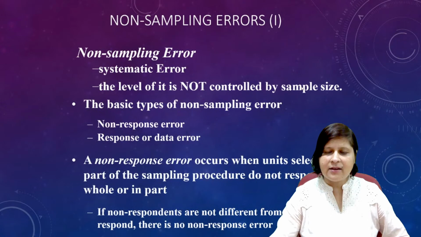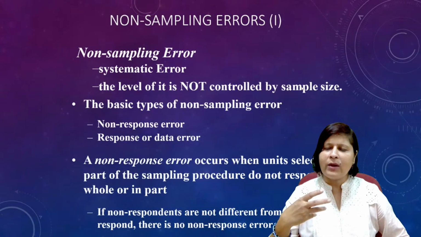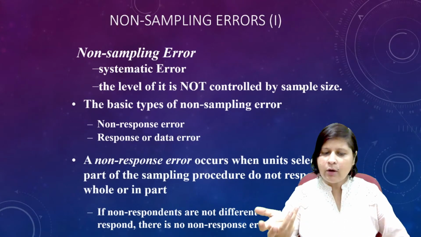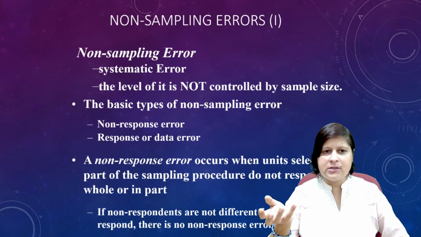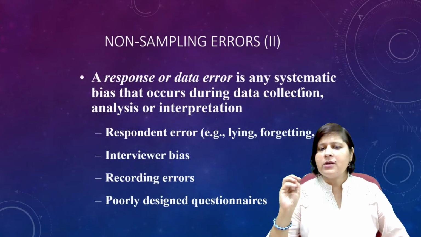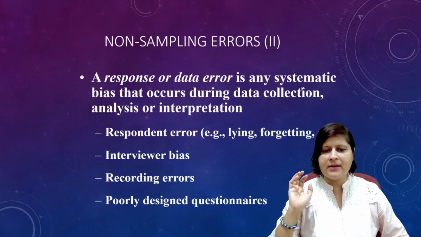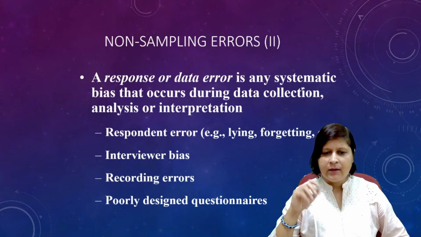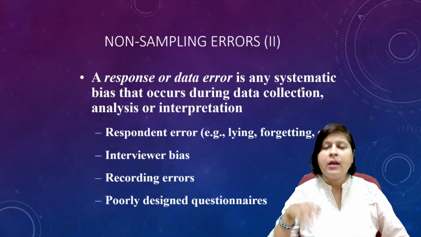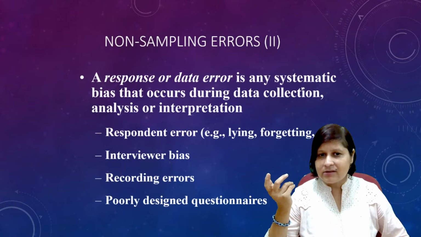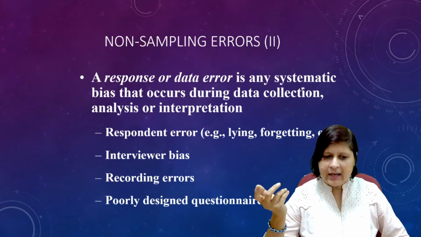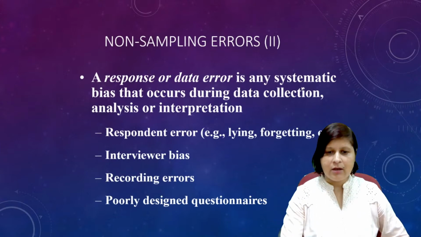Non-response error is when you have selected someone as a sample and he or she has not responded to the procedure, right? That is the non-response error. A response or data error is any systematic bias that occurs during data collection. That is a respondent error, such as lying or forgetting things. Interviewer bias could create an error. Recording errors or a poorly designed questionnaire could lead to errors.